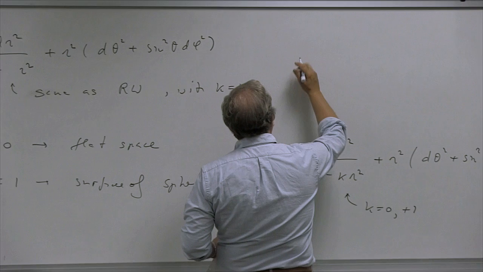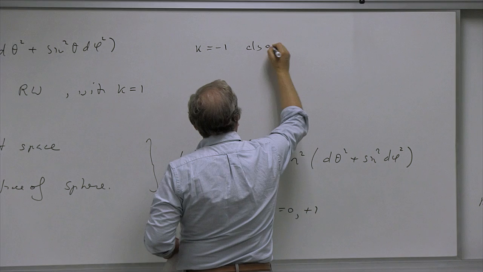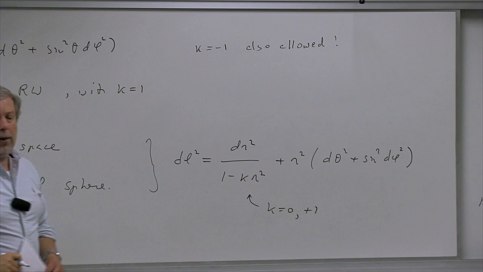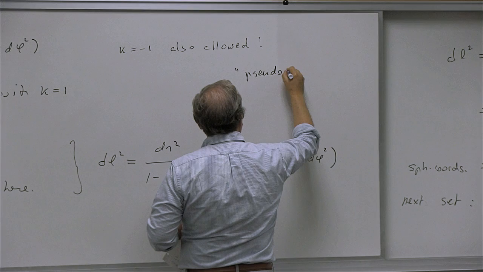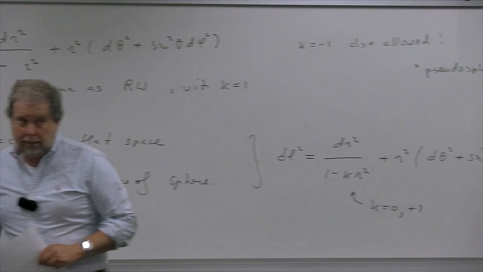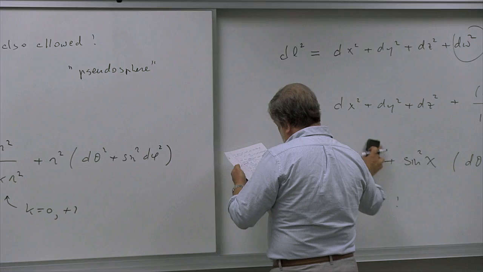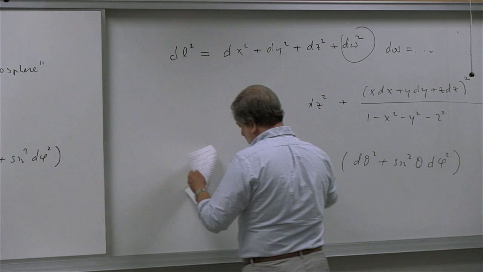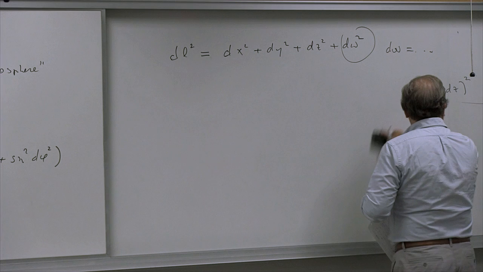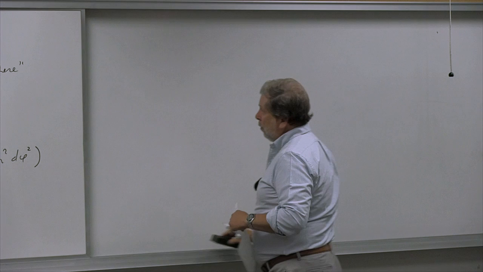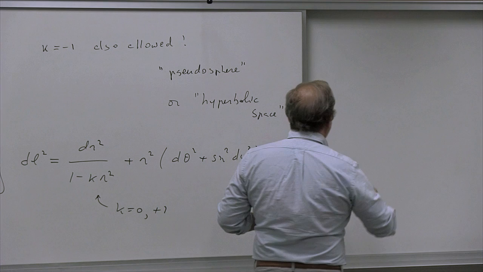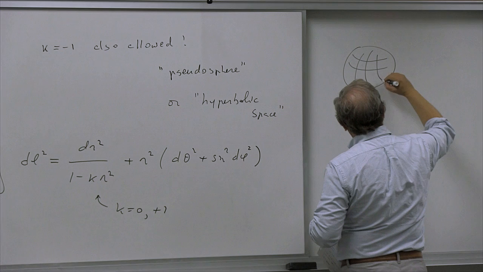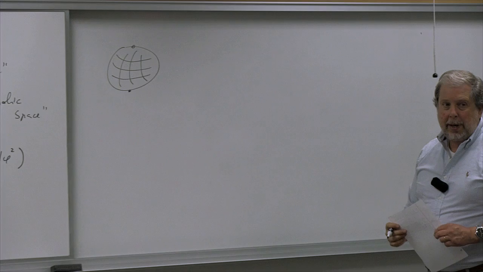So k equal minus 1 is also allowed. And so what is that object? Well, that object is a so-called pseudosphere, so it obviously does not correspond to a sphere. But it corresponds to something that is referred to as hyperbolic space. And of course, the sphere we visualize as something that looks like this, right? And so hyperbolic space is, in fact, not bounded. We have something that looks more like that.